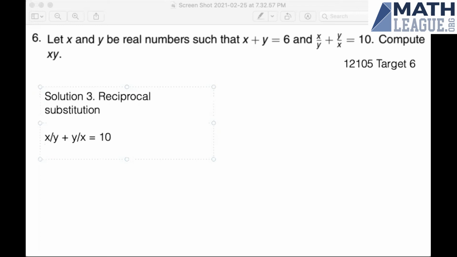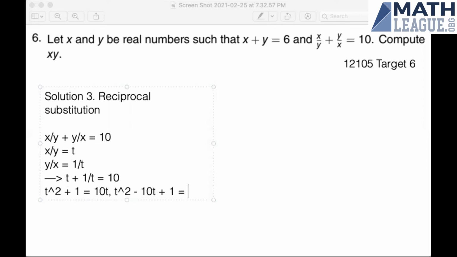Well, let's call the value of x over y t, right? And so what does that make y over x? Exactly, 1 over t. So what we end up with is the equation t plus 1 over t equals 10. Great. We know what to do with this. We turn it into a quadratic. Multiply both sides by t, and you get t squared plus 1 equals 10t, or t squared minus 10t plus 1 equals 0. And now we can apply the quadratic formula.